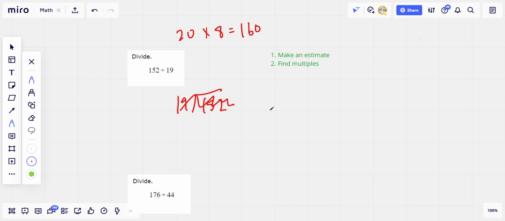So let's just try 19 times 8 and see what happens. You could do this in a couple of different ways. I'm going to multiply 8 times 10 to give me 80, and 8 times 9, which is 72, and that is 152. 8 and 7 is 15, 0 and 2 is 2, and look at that, we got it. So if 19 times 8 is 152, then 152 divided by 19 equals 8.